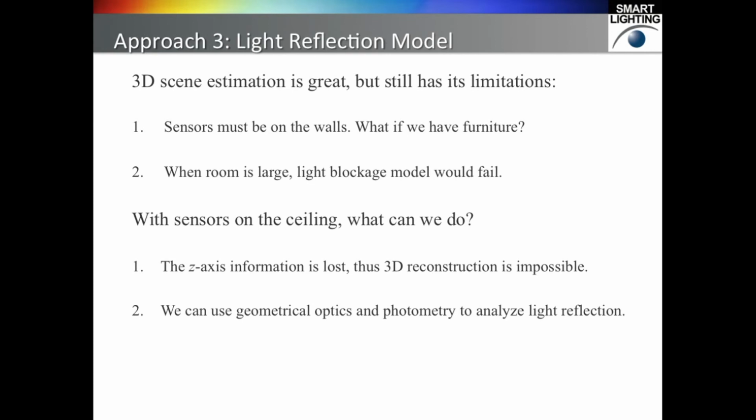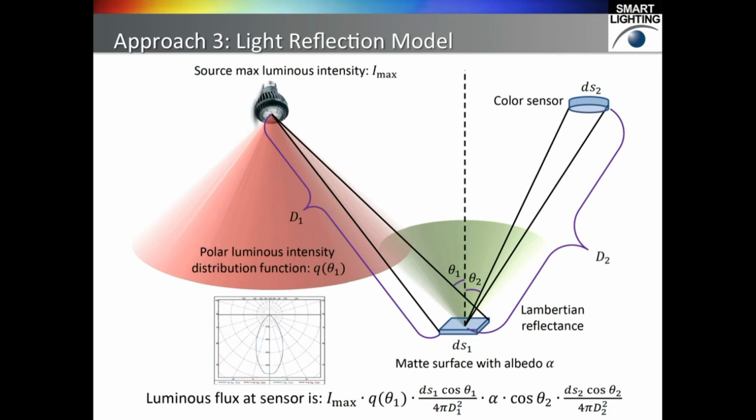This is why we propose our third approach, which assumes the sensors are on the ceiling and is based on net reflection model. This is the geometrical optics and photometry of our model. For each fixture and each sensor, we consider a small patch on the floor and compute the number of photons that start from the fixture, be reflected by the patch, and finally arrive at the sensor.